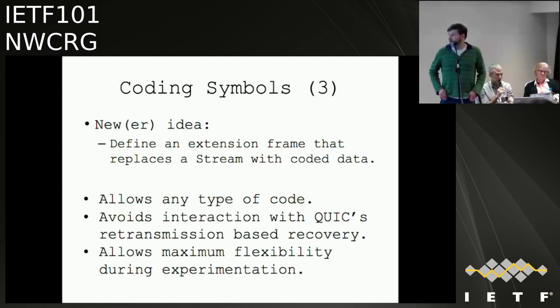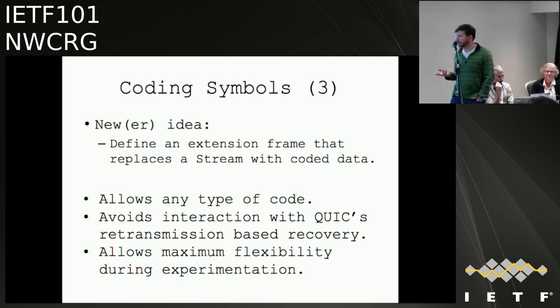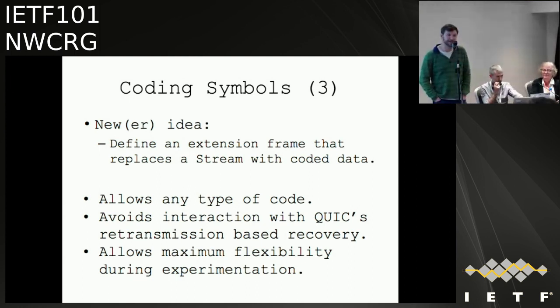That's the idea. The new idea, which was suggested by Christian Huitema, also an active participant in the QUIC working group, was to, at least for prototype purposes, just define an extension frame that replaces a stream with some combination of actual data and coded data, and define a way on a per-algorithm basis to make that happen, and just do whatever you want. The nice part about this is it allows you to use any type of code you could possibly imagine. It avoids interaction with QUIC's loss recovery because it's not a stream, so QUIC's not going to naturally retransmit it for you. It's just going to declare it lost, and you can do whatever you want. And it allows maximum experimentation because it offers nothing. But it also means you have to roll your own to the maximal extent. So maximum flexibility and maximum work, I think, on the part of the experimenter.